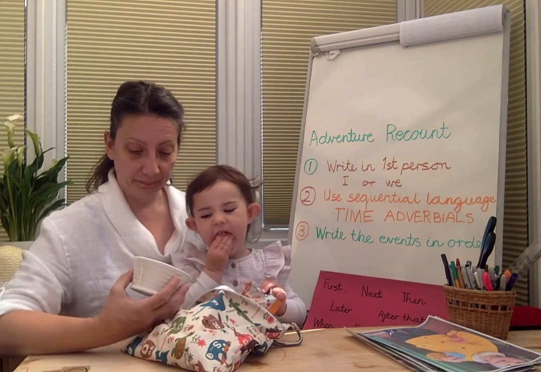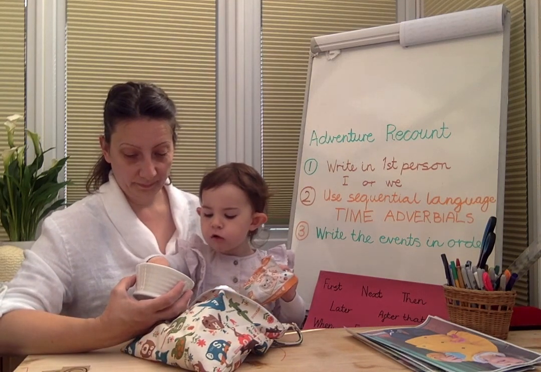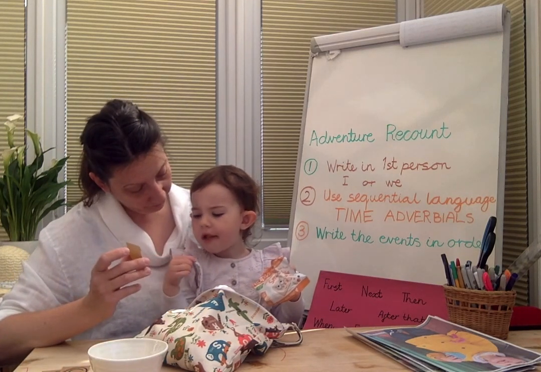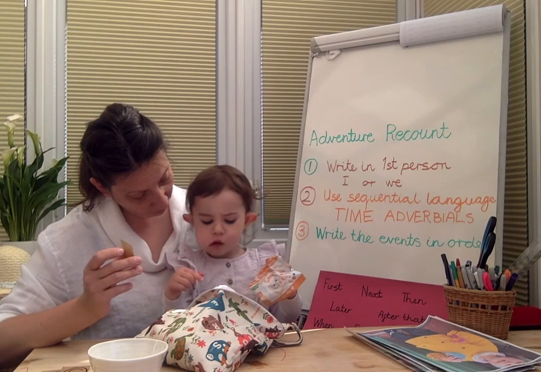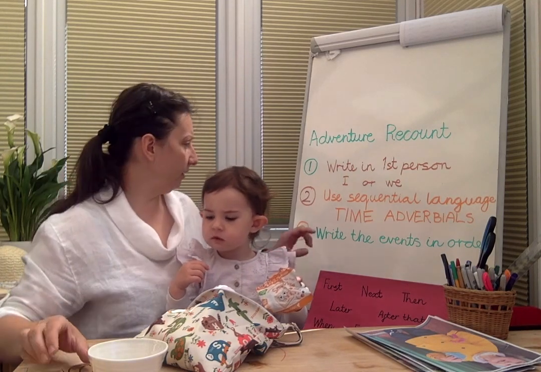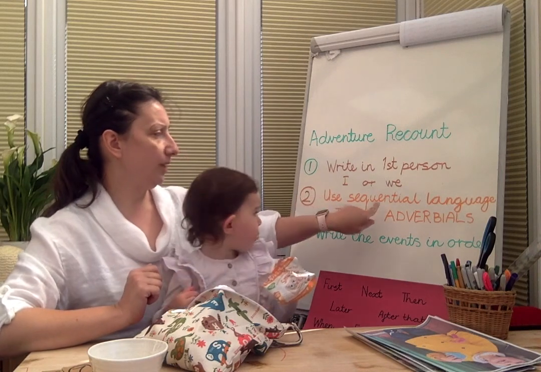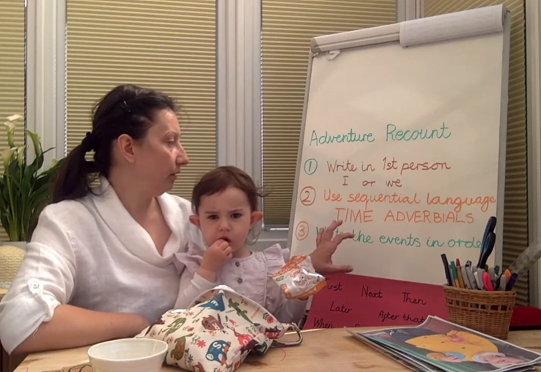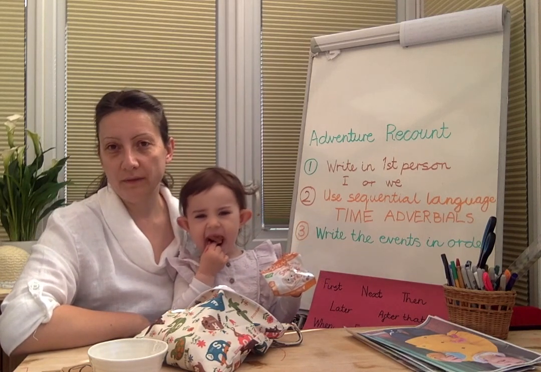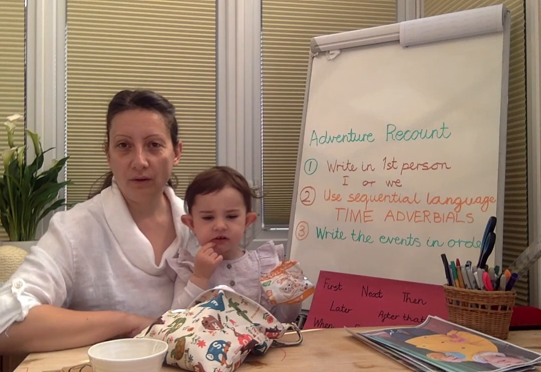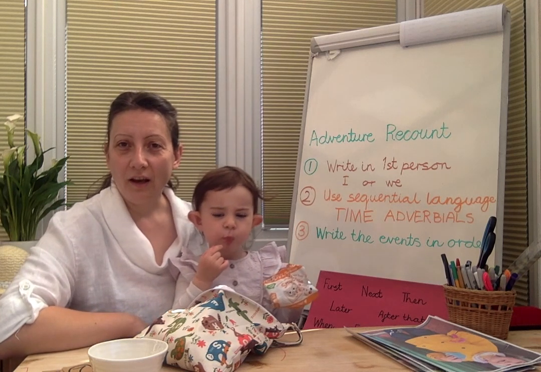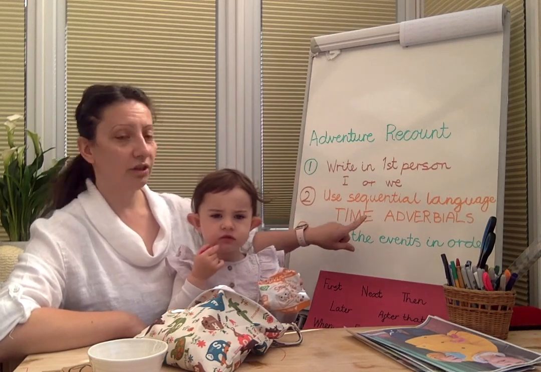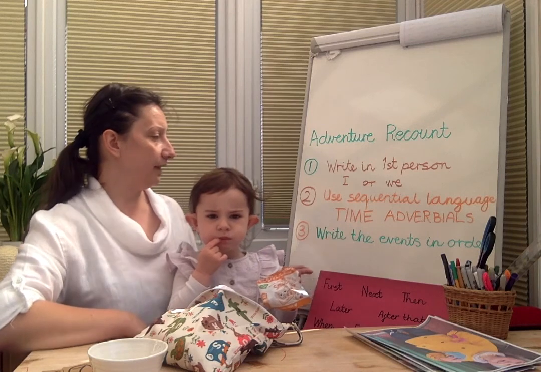And what's the next one? Thank you, little helper. And that one is number... Is that 2? Yeah, that's number 2. So the second one we remember is use sequential language. Sequential language, that means we are going to use time adverbials, and we might extend those time adverbials into phrases to show the reader the order of the events as they happen. So write in first person, use sequential language using time adverbials, and write the events in order.